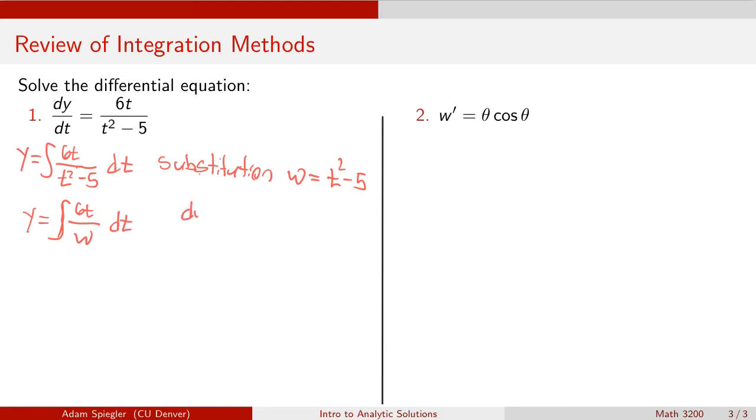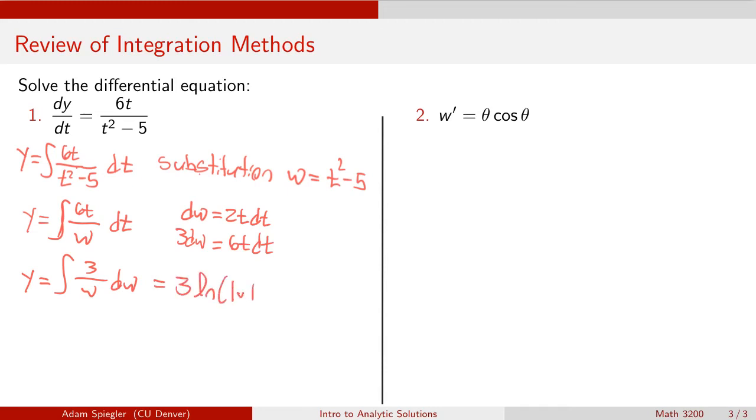And so we also would like to get rid of the other dt's, and we do this by taking the derivative of our new variable w. So we would get dw is equal to 2t dt, and therefore in order to substitute 6t dt, we can substitute that in terms of our new variable w as 3 dw. So our integral has now been transformed into 3w over w dw. And integrating that would give us 3 times the natural log of the absolute value of w plus c. So we have an arbitrary constant of plus c.